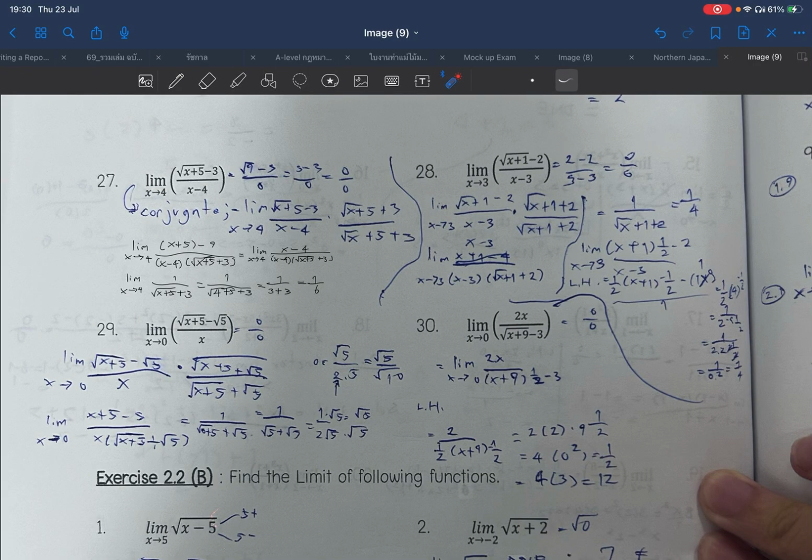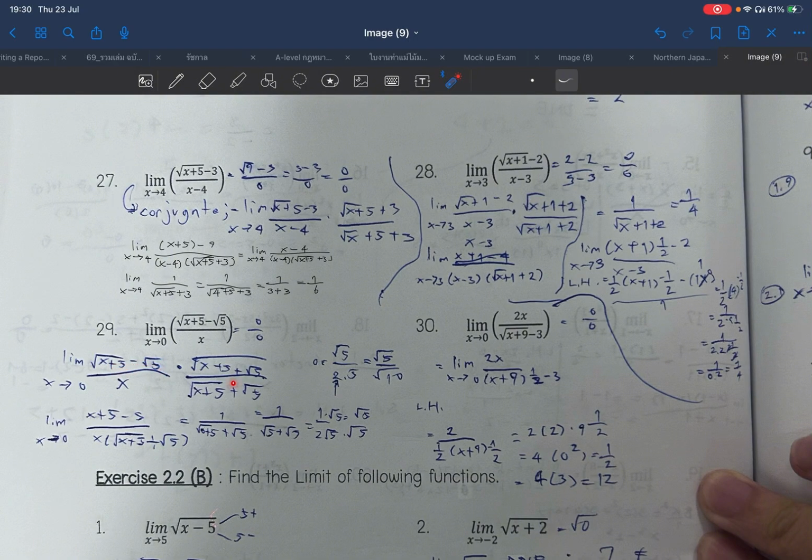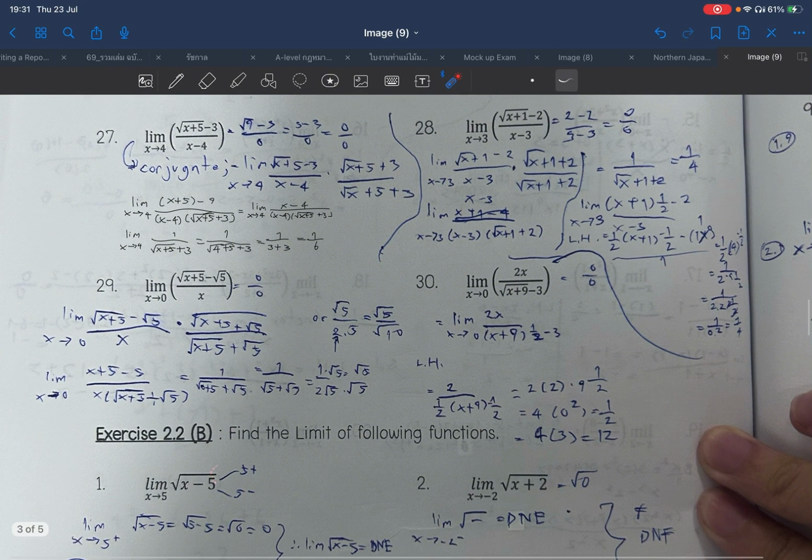We'll get root x plus 5 plus root 5. The top becomes x plus 5 minus 5, which equals x, which cancels with x in the denominator. We get 1 out of root x plus 5 plus root 5. Substituting x as it approaches 0 yields 1 out of root 5 plus root 5 equals 1 out of 2 root 5, or rationalized as root 5 over 10.